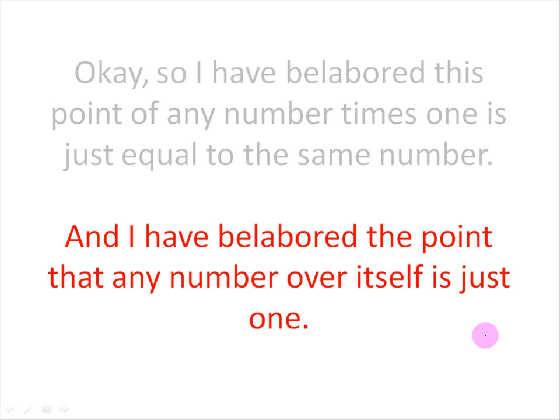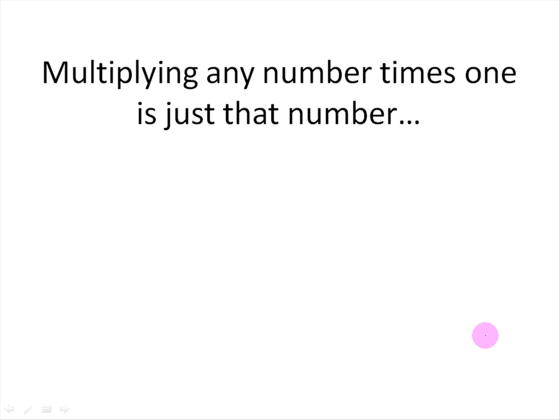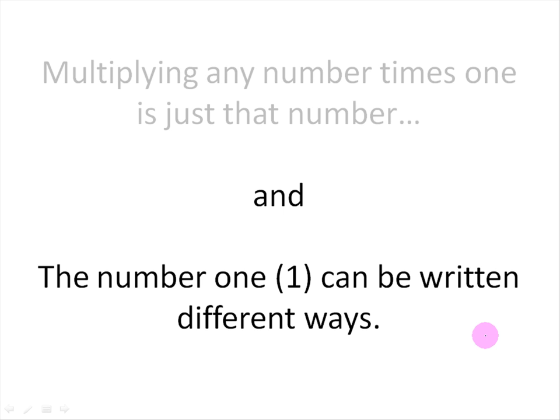Okay, so I've belabored this point of any number times 1 being equal to the same number. And I have belabored the point that any number over itself is just 1. If you're not fully able to wrap your brain around these points, watch the rest of this video. Then you might need to watch the first part again before you try the self-test at the end of this video. A quick review. Multiplying any number times 1 is just that number. And the number 1 can be written in different ways.